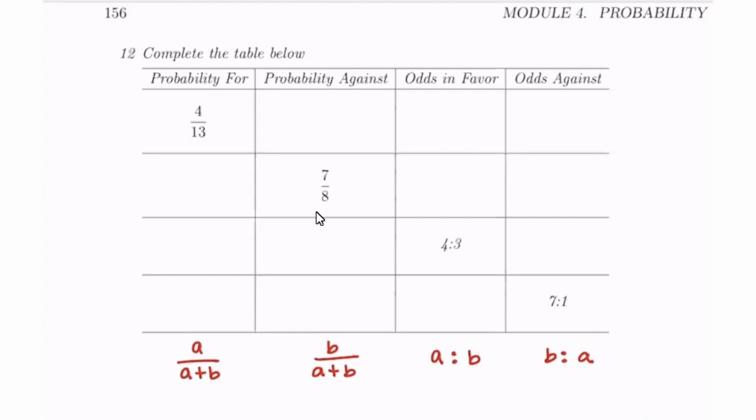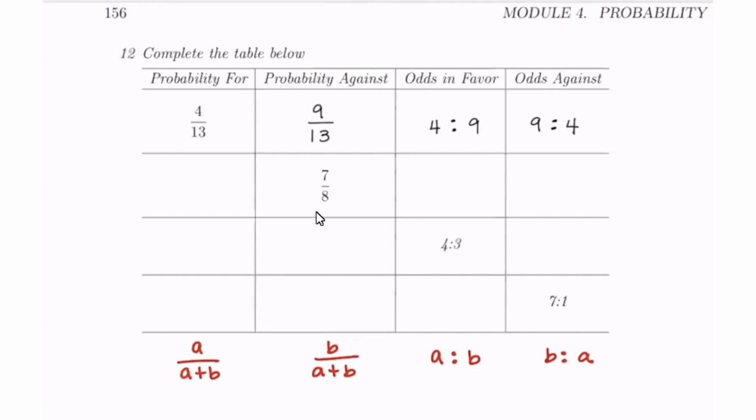Then we're able to answer that question. We know the probability in favor is 4/13. So probability against is 13 minus 4, which is 9/13. Odds in favor, 4 to 9. Odds against, 9 to 4.